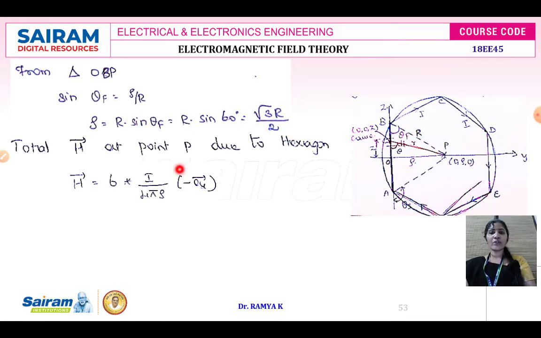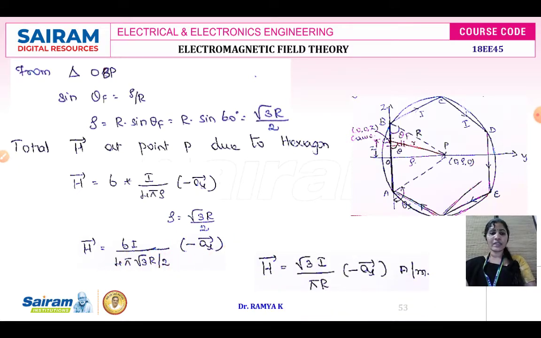The value of rho can be substituted over here, and hence the total value of magnetic field intensity in a hexagon is 6i divided by 4 pi root 3 r divided by 2. After simplifying, we'll get the answer of the magnetic field intensity in case of your hexagon as root 3i divided by pi r into minus ax ampere per meter.